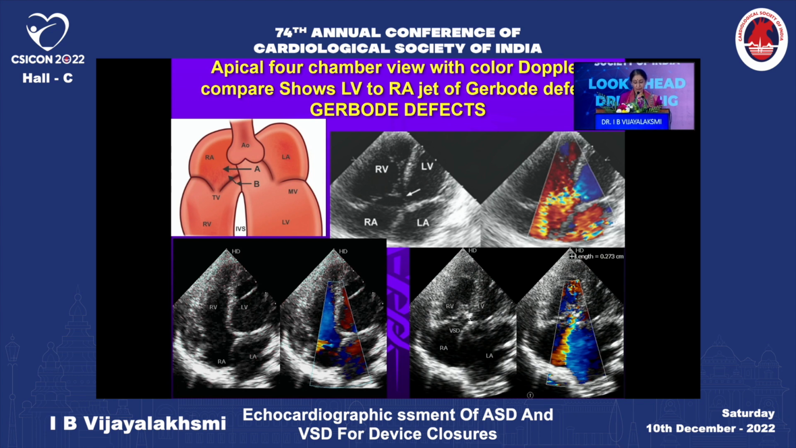Now coming to the Gerbode defect, there are two types, type A and type B, which goes through the tricuspid valve, and that will look like tricuspid regurgitation. Many echocardiographers report it as tricuspid regurgitation if they don't look at things properly. The Gerbode is the one between the mitral and the tricuspid valve, in the small tissue of about 3 to 5 millimeters there.